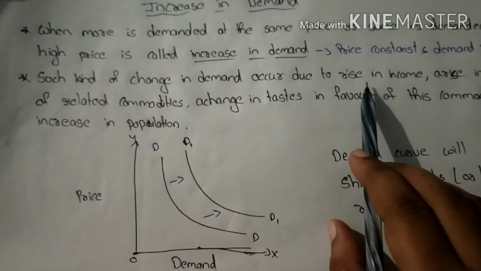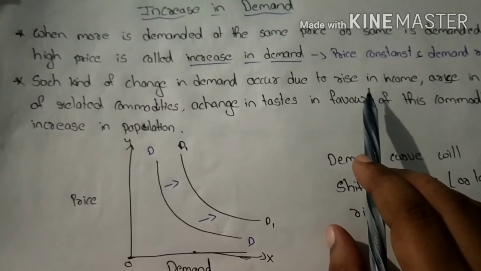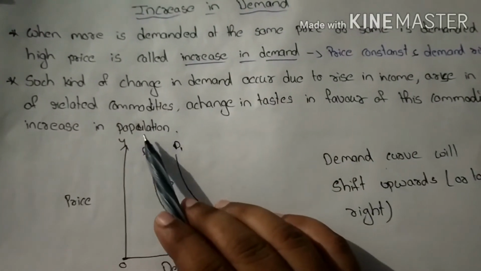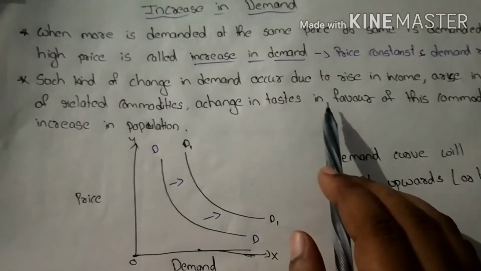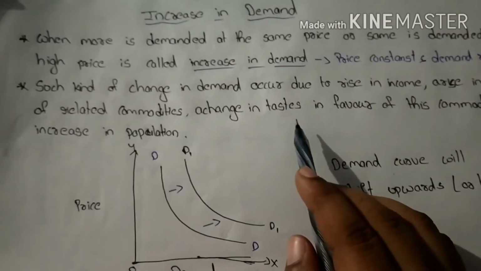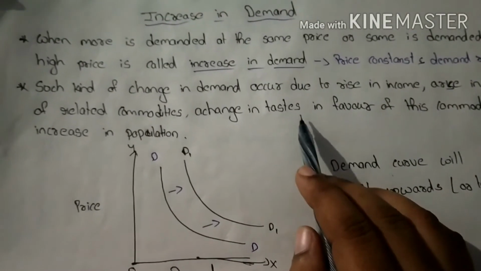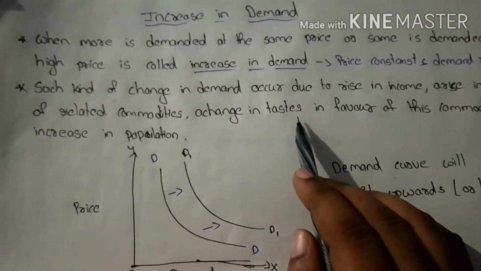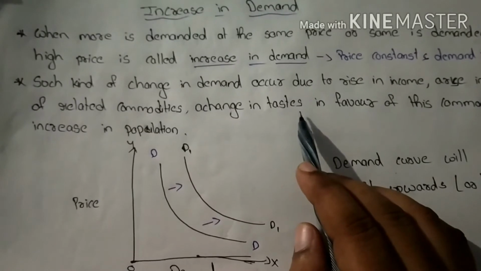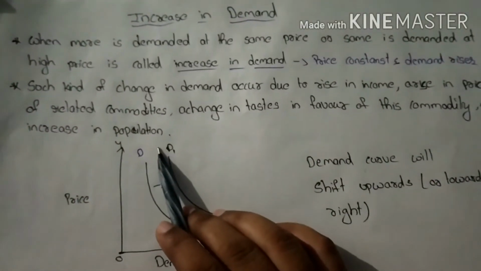So suddenly a person's income increases. Then he also increases his quantity. It leads to an increase in demand, or a rise in the price of related commodities, and a change in taste in favor of this commodity. So here the consumer's taste also increased, and the consumer is willing to purchase the same commodity. So here the purchasing power increases and the quantity should also increase.